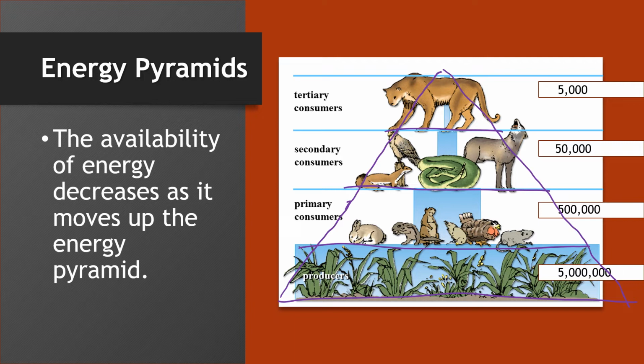It's kind of like if you had a loaf of bread. You could probably feed 2, maybe 3 people, but you couldn't feed 100. And so the less amount of food, the less amount of energy available, the fewer organisms that can occupy each trophic level.